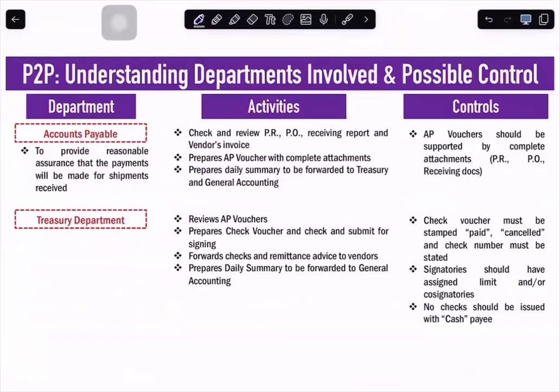Next department, your accounts payable department. The use of your accounts payable department is to provide reasonable assurance that the payments will be made for shipments received. So then, once the receiving department receives the goods, this receiving department will now provide that info to your accounts payable department. So the receiving report will be given to your accounts payable department. Okay. So what are the activities in your accounts payable department therefore?